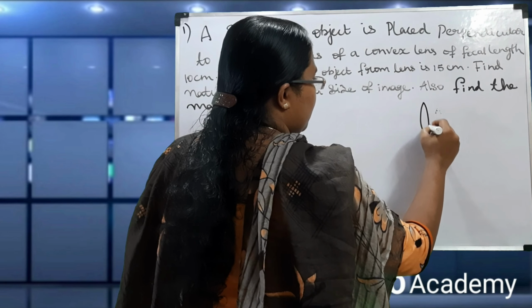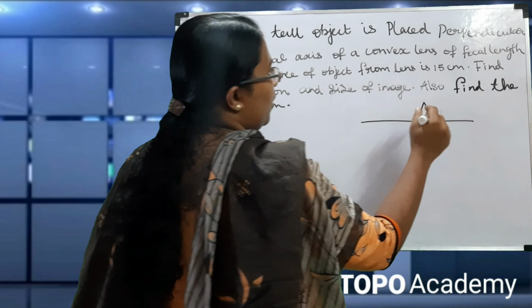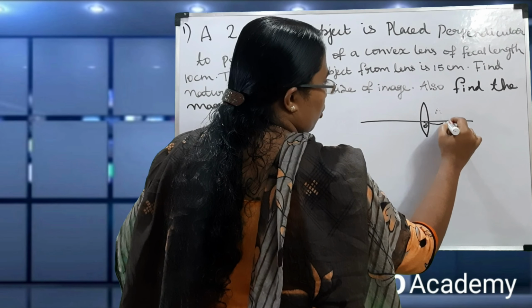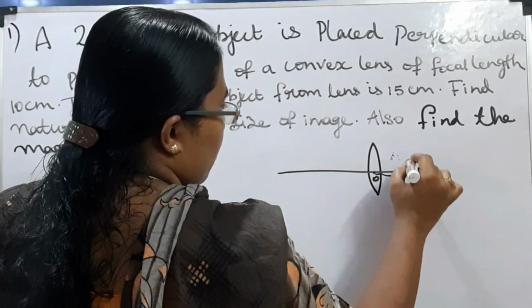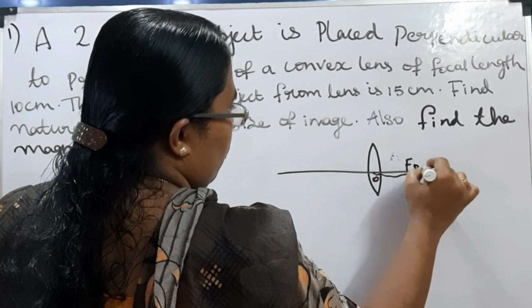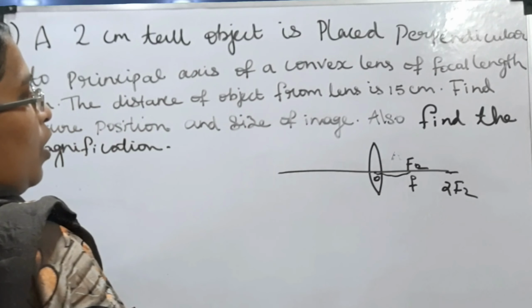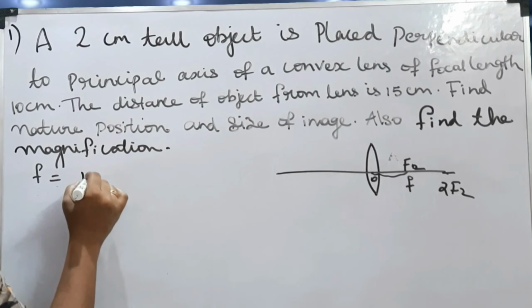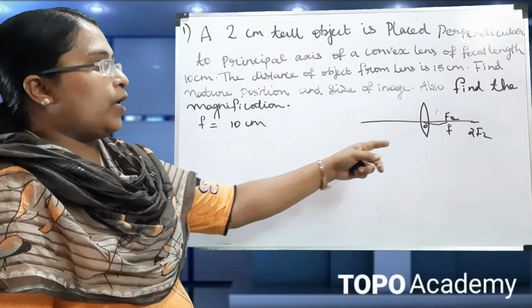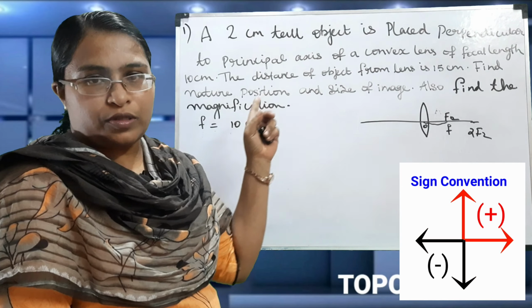So this is the convex lens. This is the principal axis. This is the optic center. And here the focal length is given, 10 cm. This distance is the focal length. This is the principal focus F2. This is 2F. So here the focal length is given, f is equal to 10 cm. We know that the principal focus is on the right side of the optic center, so the sign for the focal length is positive.